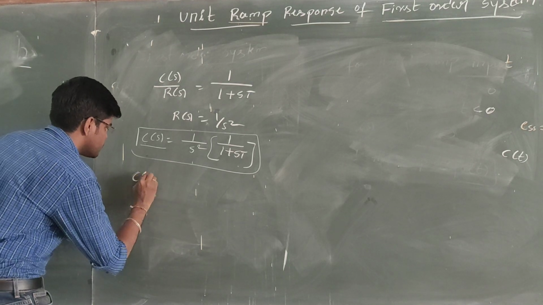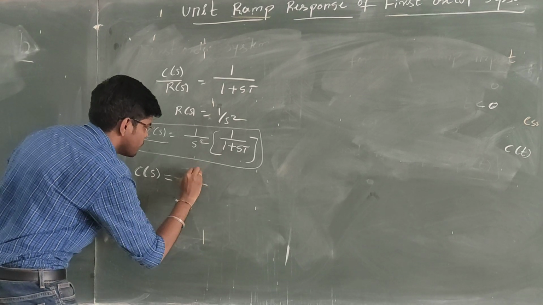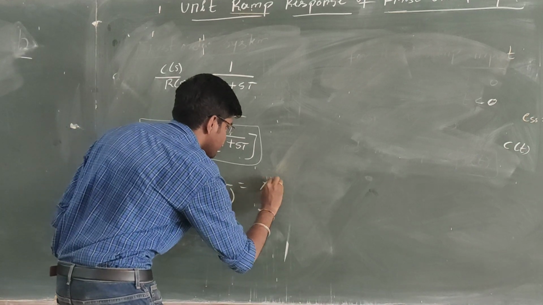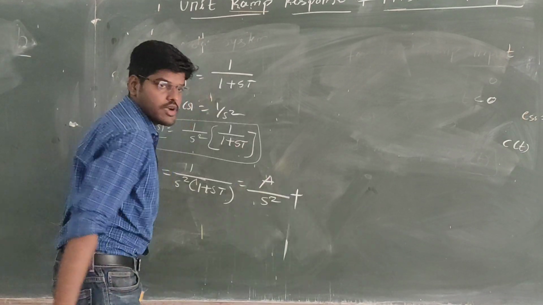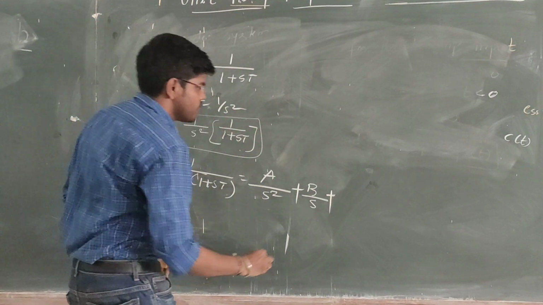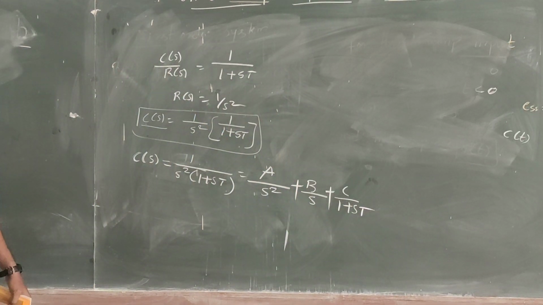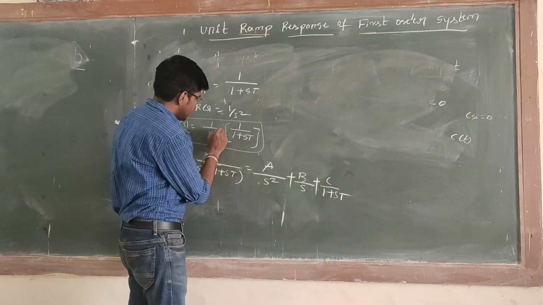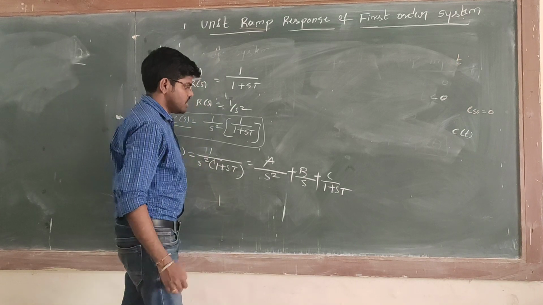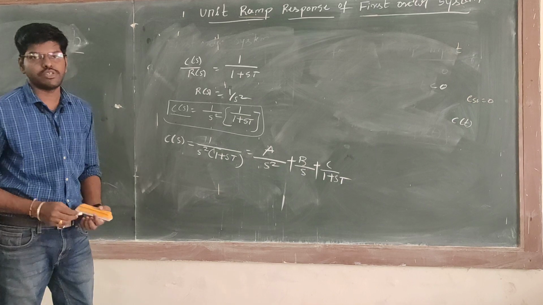We will split this term as C of S equals 1 divided by S square into 1 plus ST, which equals A divided by S square plus B divided by S plus C divided by 1 plus S into T. I split this into three terms: one is the highest power of S, A by S square, plus B by S, plus C divided by 1 plus ST. Let us find the values of A, B, C with the help of partial fraction expansion.